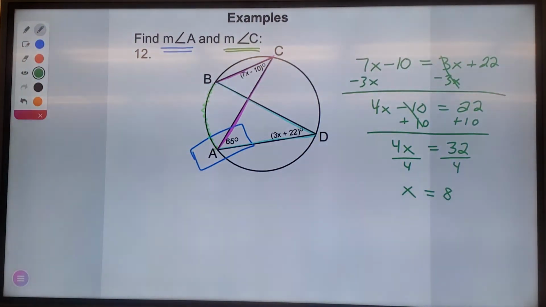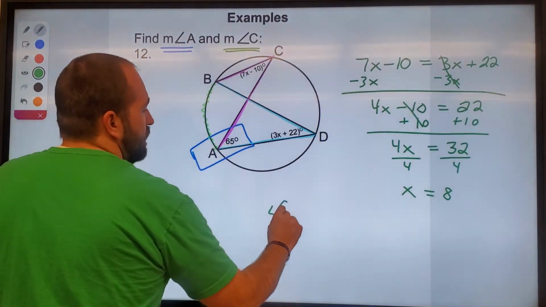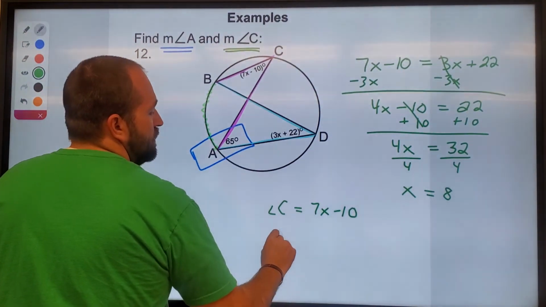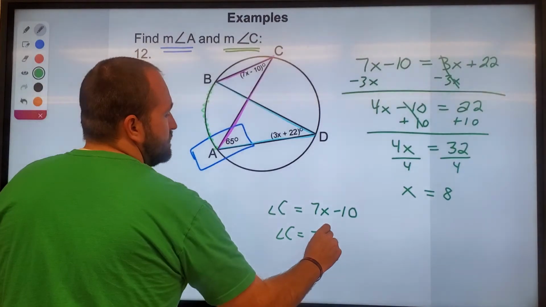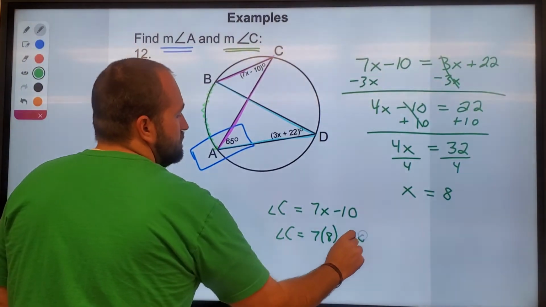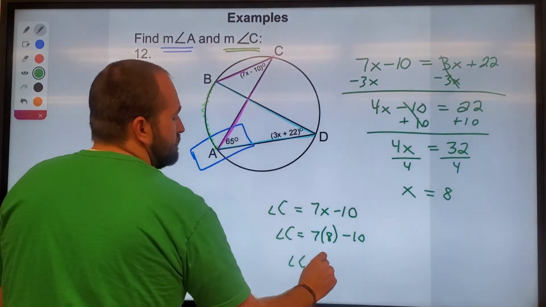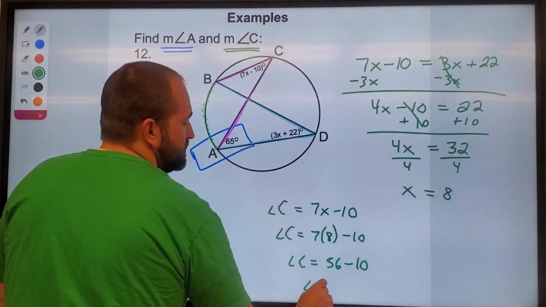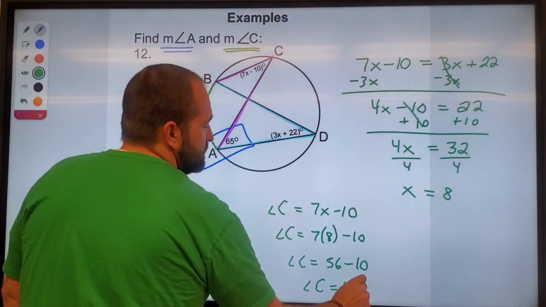But again, make sure that you're answering the question. Did the question actually ask for the value of x, or did it ask for the angle C? It asks for angle C. So I have to find the value of x first, and then I can plug back in. Angle C was equal to 7x minus 10. That means that angle C is equal to 7 times 8 minus 10. Angle C is then equal to 56 minus 10. So angle C is in fact 46 degrees.